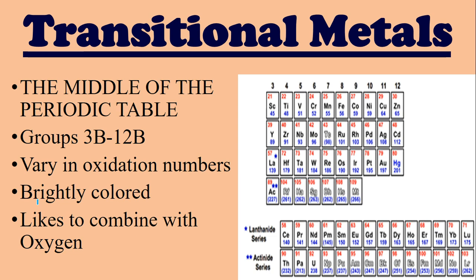Pause the video whenever you need to so that you can make sure you color and not miss anything. The next group is known as the transitional metals. I am going to try to switch colors, but it won't happen all the time. This is the middle of the periodic table, groups 3B through 12B. Their oxidation numbers and valence electron numbers vary in this group. They're usually brightly colored, and these all like to combine with oxygen.